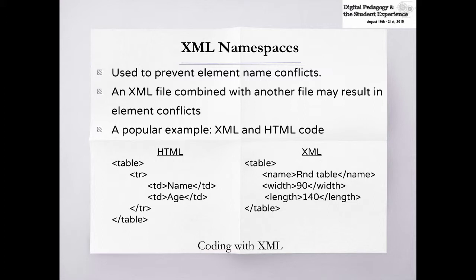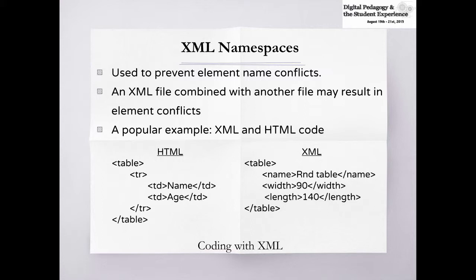contains HTML code. In HTML, we have the table tag. In XML, we can define our own elements. So say we also want to use a table element, but as part of a description of items in a furniture store. So our XML file will have something that looks like this. So now when the HTML parser runs through the code, it'll be confused to find unfamiliar elements such as the name of the table, the width of the table, and the length.